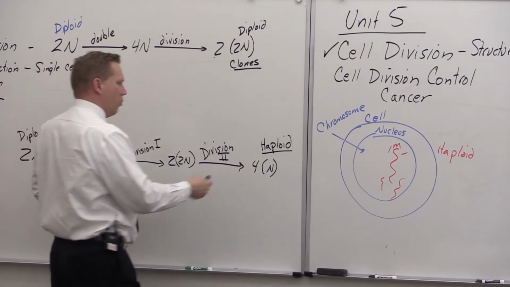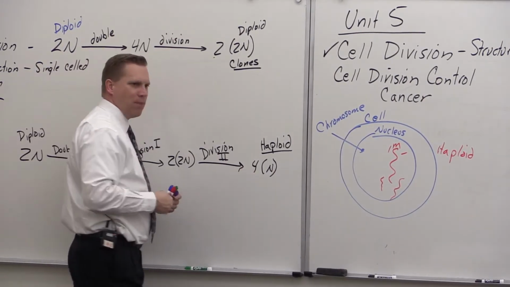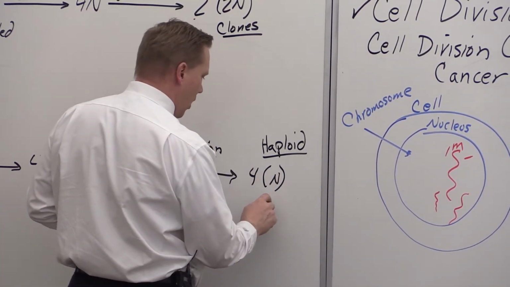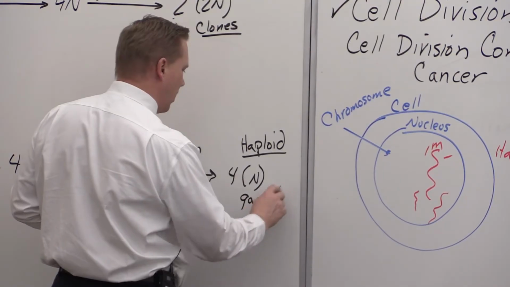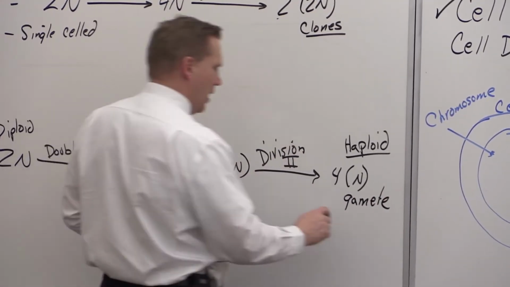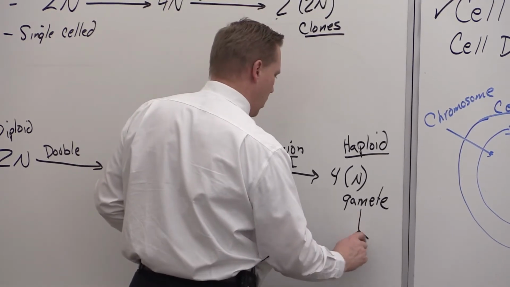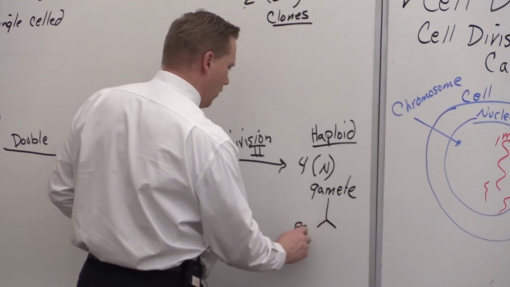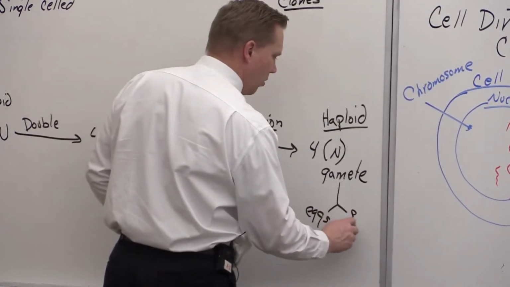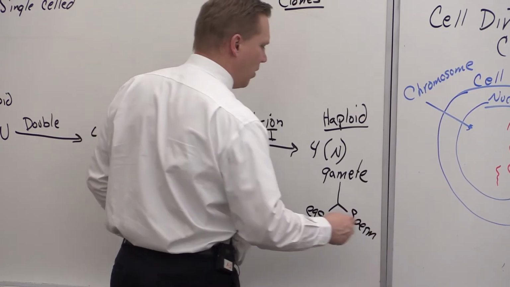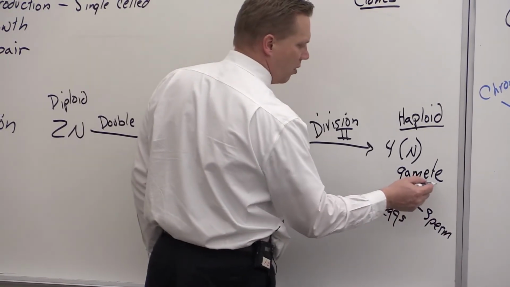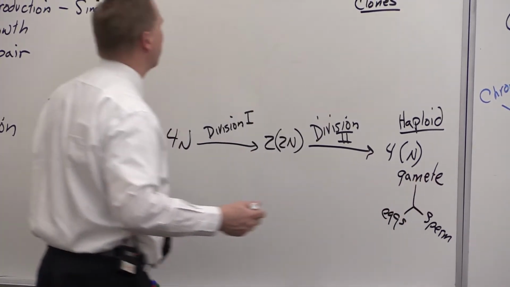So we would now have 4 of those haploid cells. Now haploid cells are not very common in the body. The only cells that are haploid in the body are called gamete cells. The gamete cells are what form the eggs if you're a female, and if you're a male, it's the gametes that form the sperm. So eggs and sperm are types of gamete cells.